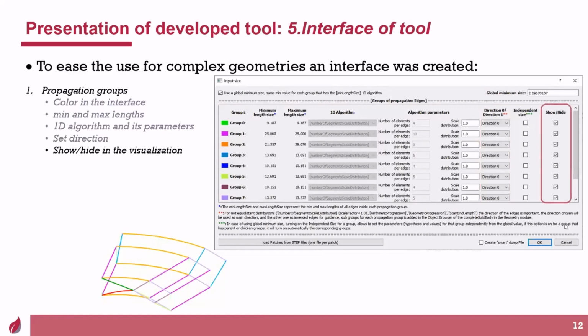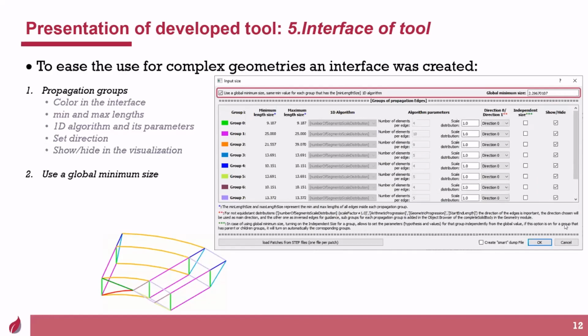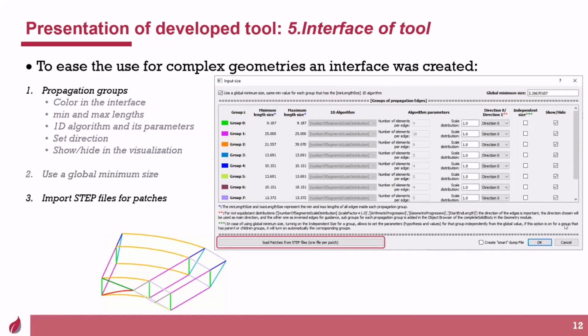For the visualization, when the geometry becomes a little bit more complex, it's quite difficult to see it. So we can hide and show the different groups. We can also use a global minimum size inside the geometry. This is going to give us more cube-like, more homogeneous cells inside all the mesh. We can load the patch files from step files. So we are going to have one step file for the inlet and one for the outlet, and this is going to be detected automatically. And a smart dump file.